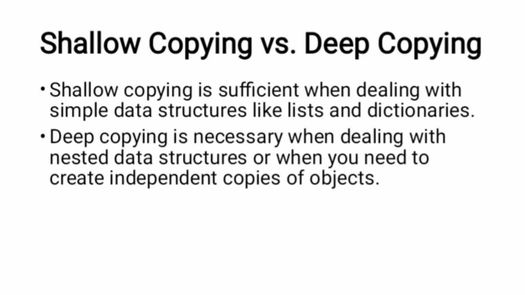When to use shallow copying versus deep copying. Shallow copying is sufficient when dealing with simple data structures like lists and dictionaries. Deep copying is necessary when dealing with nested data structures or when you need to create independent copies of objects.